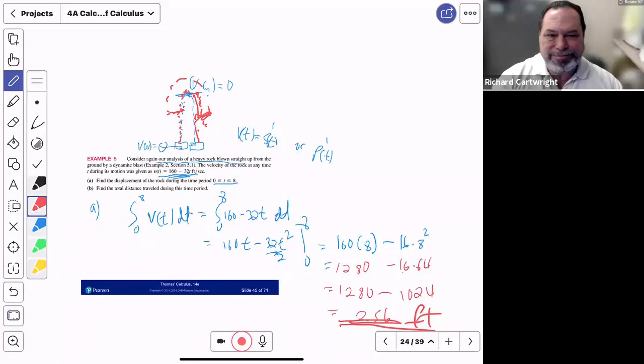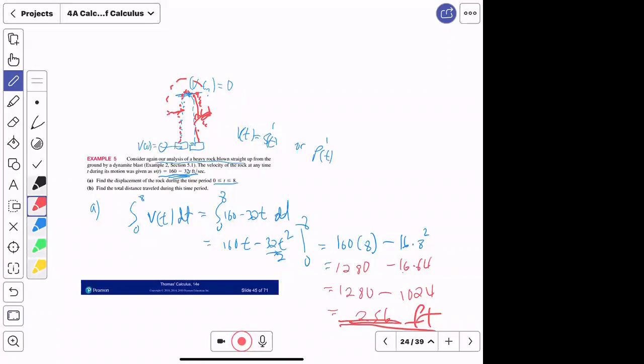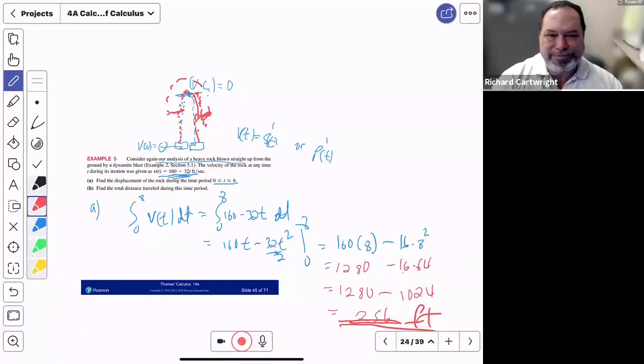Sir, when you're talking about displacement, are you talking about vertical or horizontal? Well, in this case, it's the same thing.